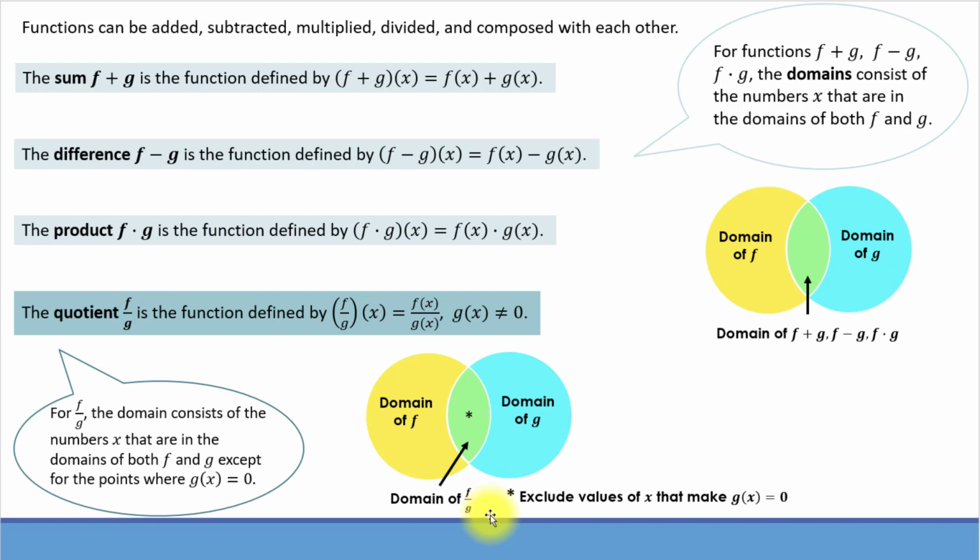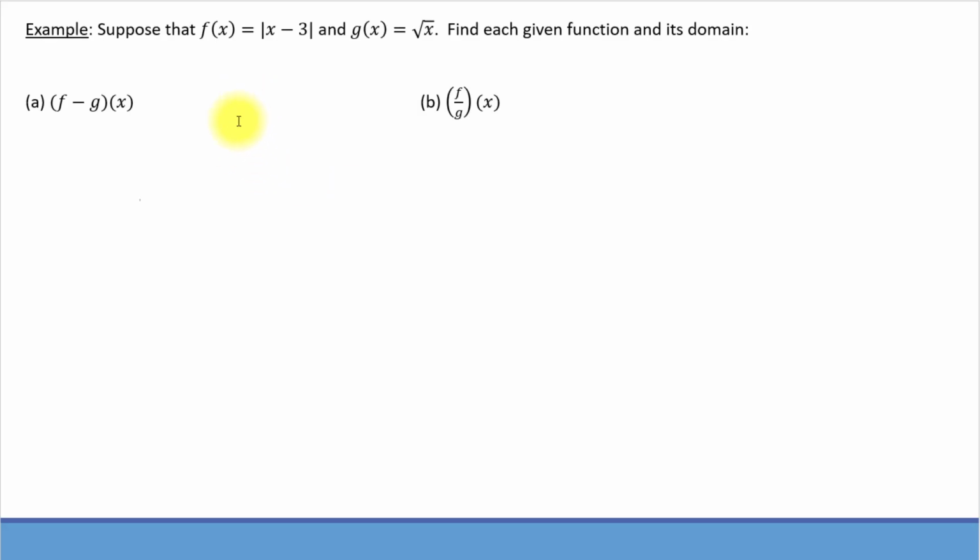Let's try a few examples to better understand these operations and practice finding the domains. Here's the example. It says, suppose that f of x equals absolute value of x minus 3 and g of x equals square root of x. Find each given function and its domain.